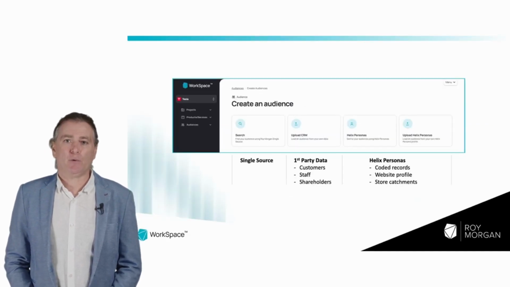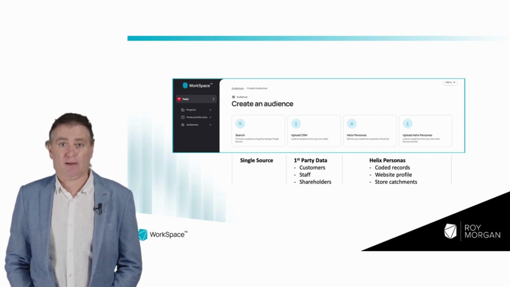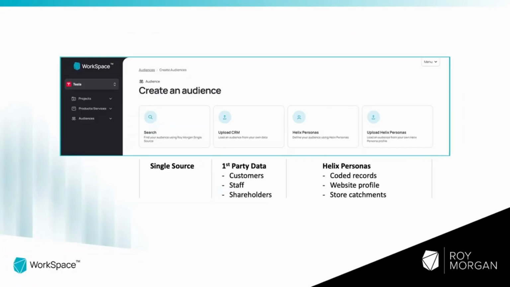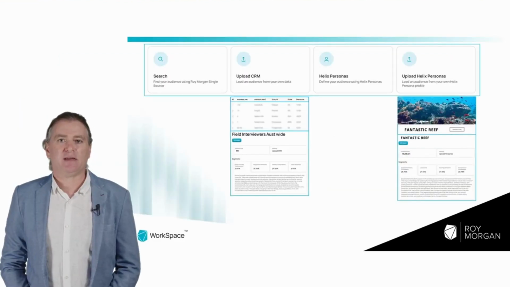A principal component of WorkSpace and what makes it very different to the many ChatGPT-driven tools out there is the ability to create audiences using real data. Often clients will have their own data or are running the Roy Morgan pixel on their website and want to use this to create an audience. WorkSpace is very flexible and enables you to leverage the 100,000 plus ready-made consumer profiles using Roy Morgan single source, upload first-party data, or use Helix personas. We saw earlier an example of how easy it is to word search Roy Morgan single source.